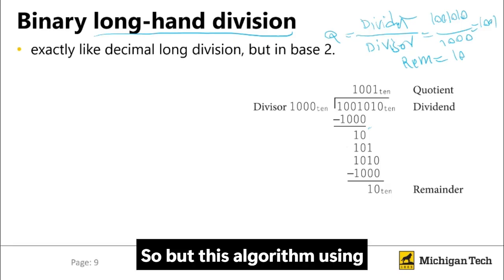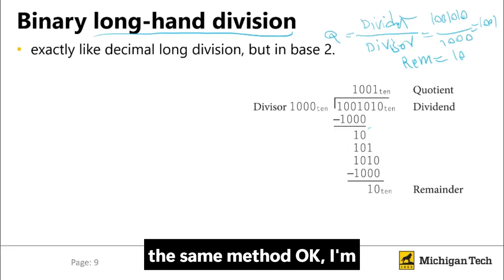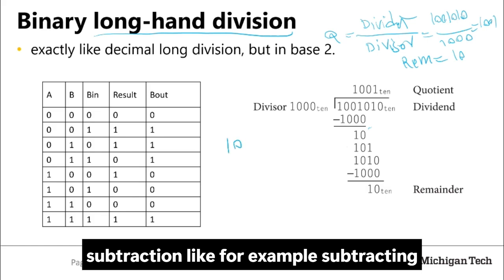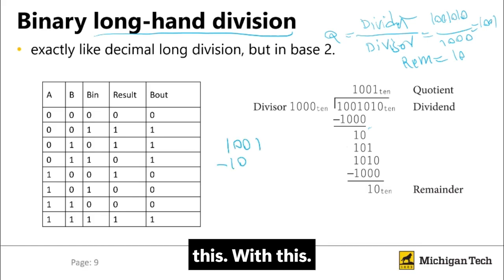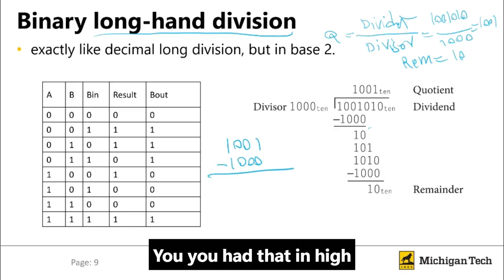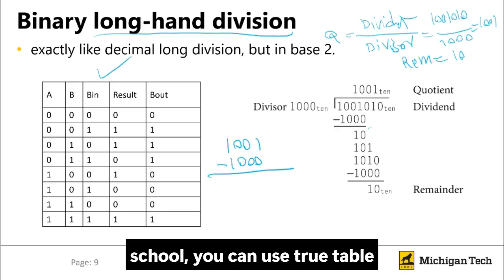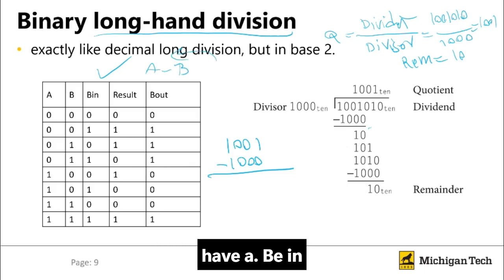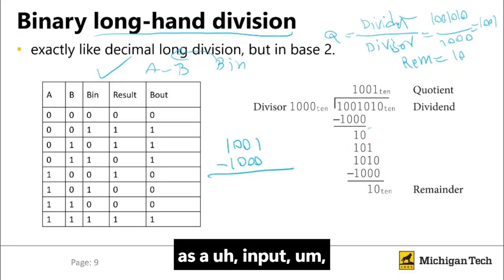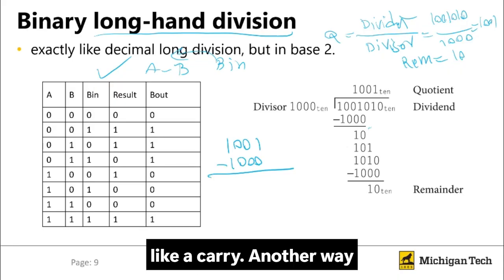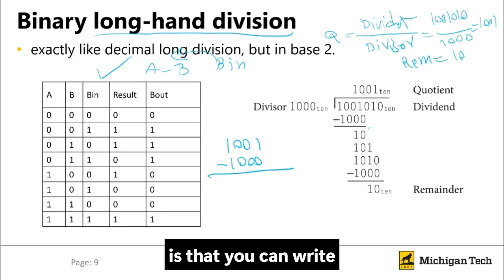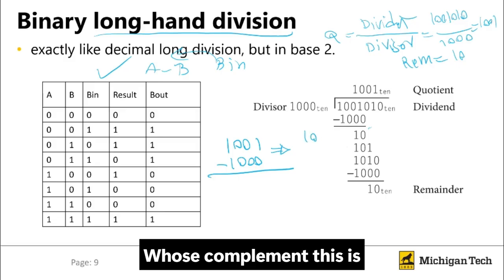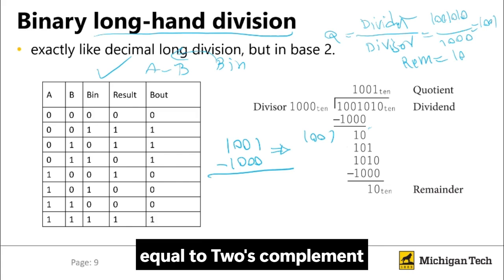But this algorithm uses the same method. For subtraction, for example subtracting this with this, you had that in high school. You can use a truth table like that: a minus b, if you have a and b as input, like a carry. Another way is that you can write this as a 2's complement.